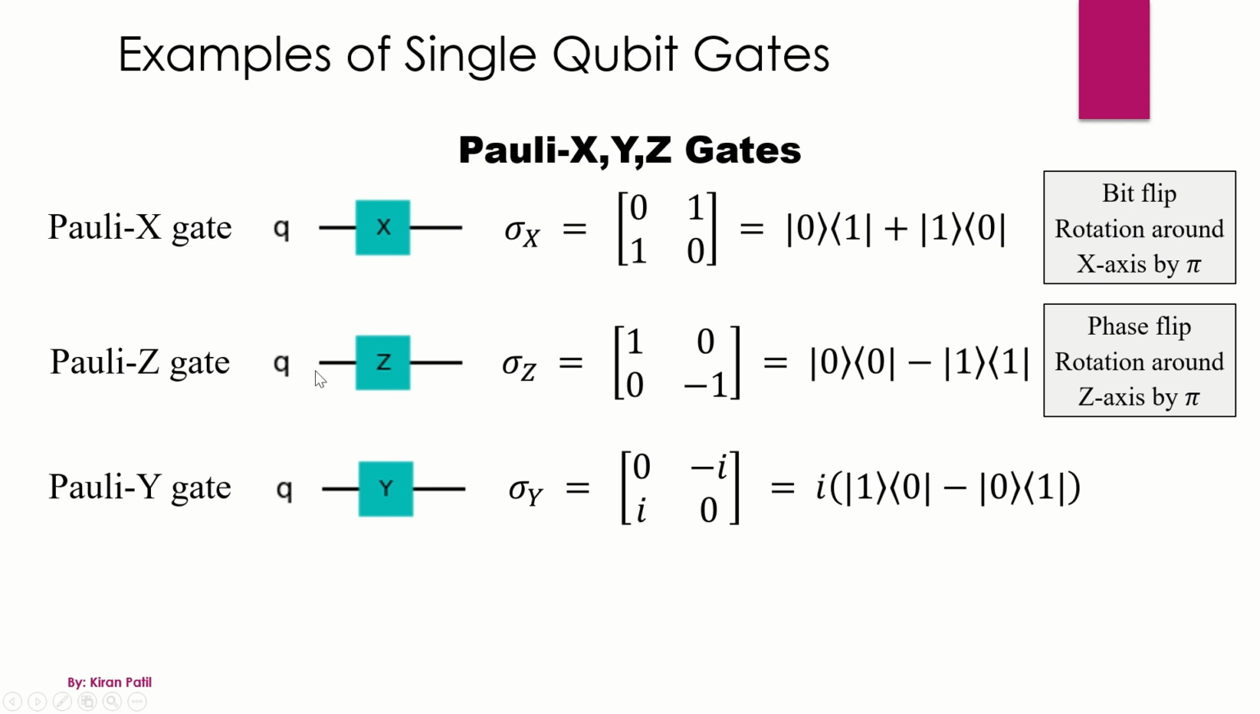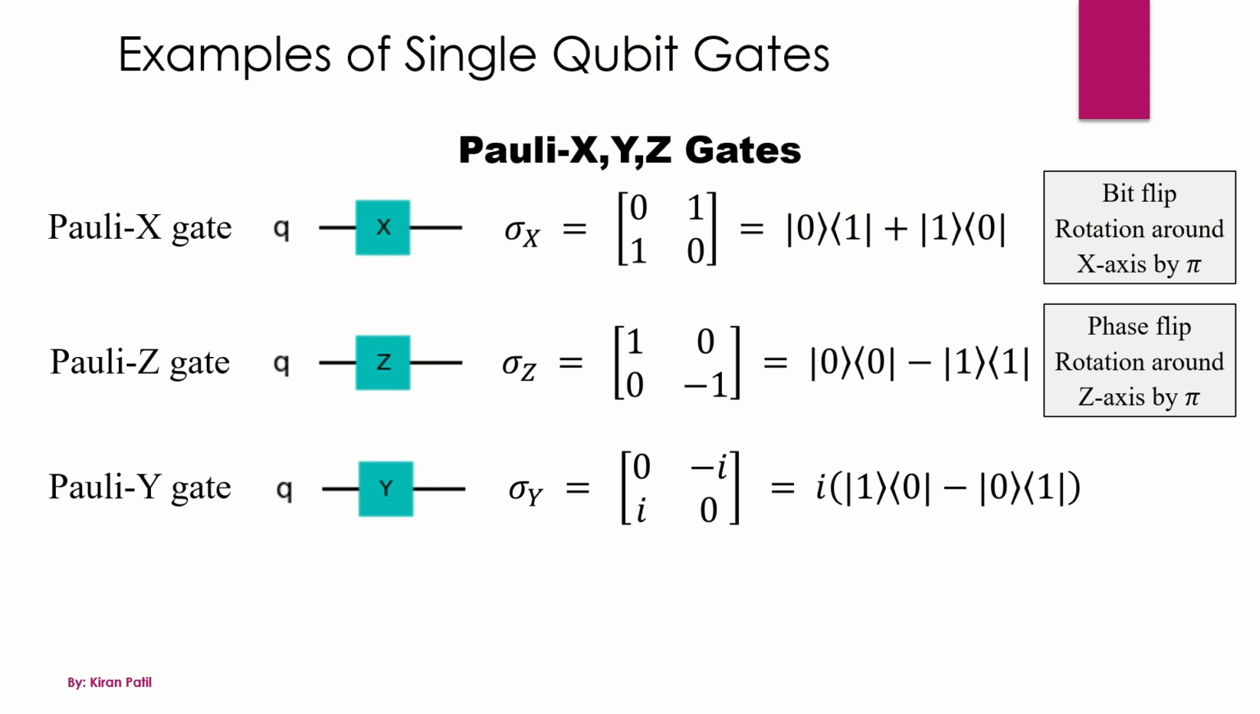What does the Pauli Z gate do? When we give the input to the Z gate as |0>, we get the output as |0>. And when we give the input to the Z gate as |1>, we get the output as minus |1>. Right? So all these gates we have discussed. Then we have seen the mathematical representation of all these gates. Now we will see these gates practically.